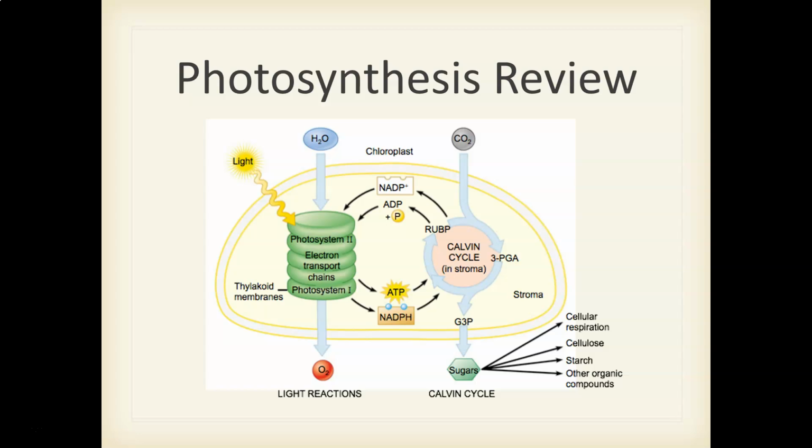They take in the sunlight energy from the sun and water, and ultimately produce oxygen that comes off as a byproduct, as well as ATP and NADPH that are then shuttled over to the Calvin cycle. So these take place in the thylakoid membranes. The Calvin cycle takes place out in the stroma of our chloroplast and uses that ATP and NADPH energy.